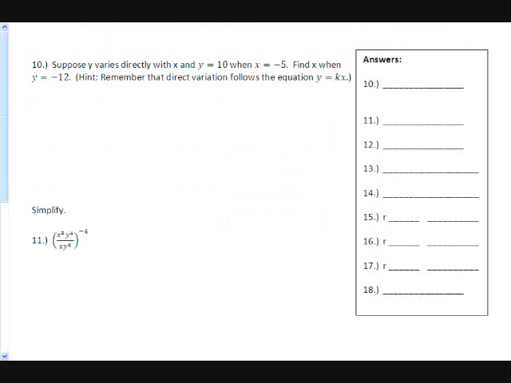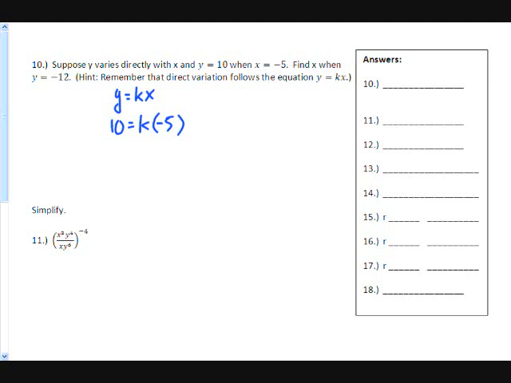In number 10, it says y varies directly with x and y equals 10 when x equals -5. Find x when y equals -12. The hint here is to remember that direct variation is the form of the equation y equals k times x. All I have to do is find the k value in order to find any missing terms. I'm going to write the equation. It told me that y equals 10 when x equals -5. So now I just need to solve this for k.